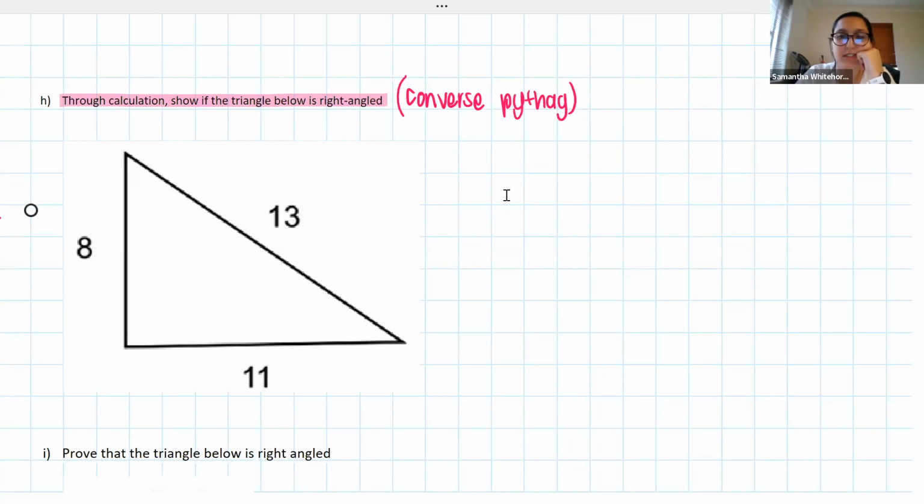And some of you just need to double check what 13 squared is. It is not 165. Your answer is still right, your conclusion is still right, but it's not 165.